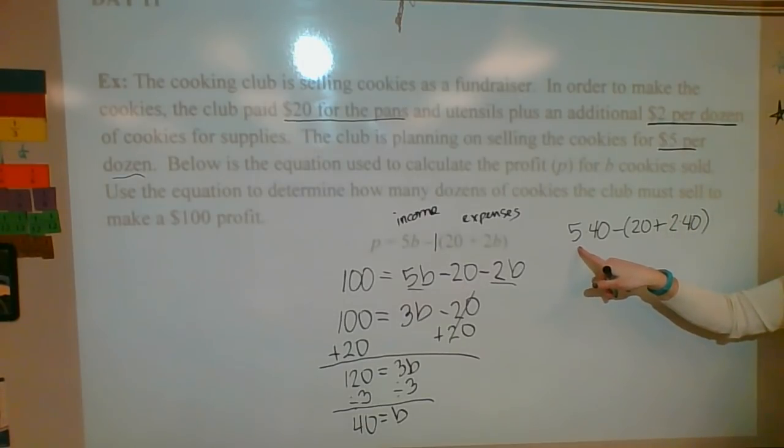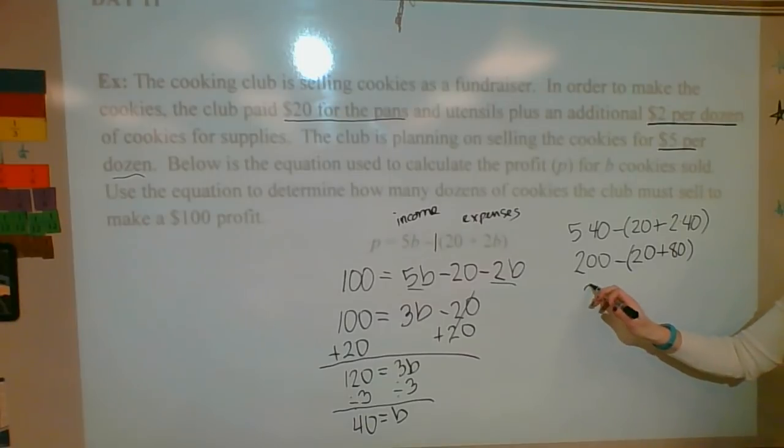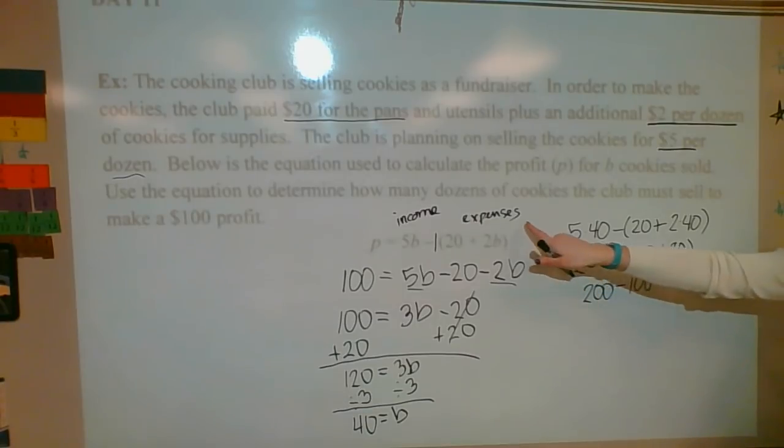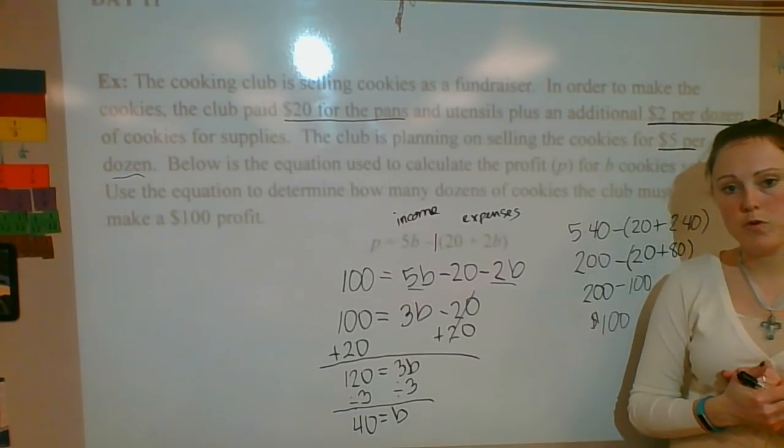I end up with 5 times 40. I made $200 by selling the cookies, but I lost $20 for the pans, and 2 times 40, I lost $80 in order for my supplies. So 200 minus, I'm going to keep simplifying inside my parentheses, $100 worth of my expenses leaves me with my profit at the end of $100. So I know that my equation works.